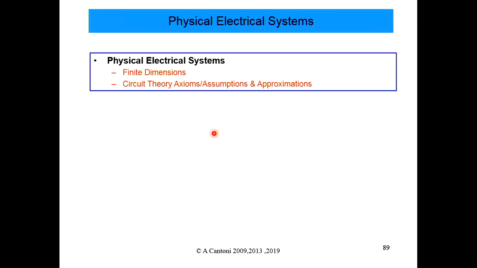Okay, just talking now about physical electrical systems. The thing about physical systems is that real circuits have finite dimensions. But circuit theory assumes no dimensions. In fact, it's one of the axioms. This I in equals I out means that a circuit element has to have infinitely small size, so it can't have any dimensions.